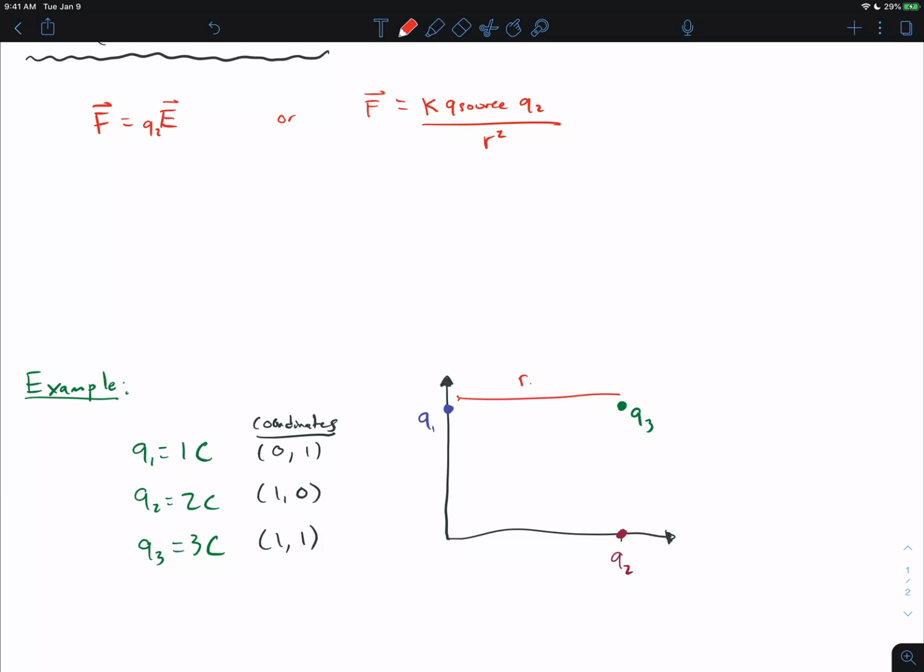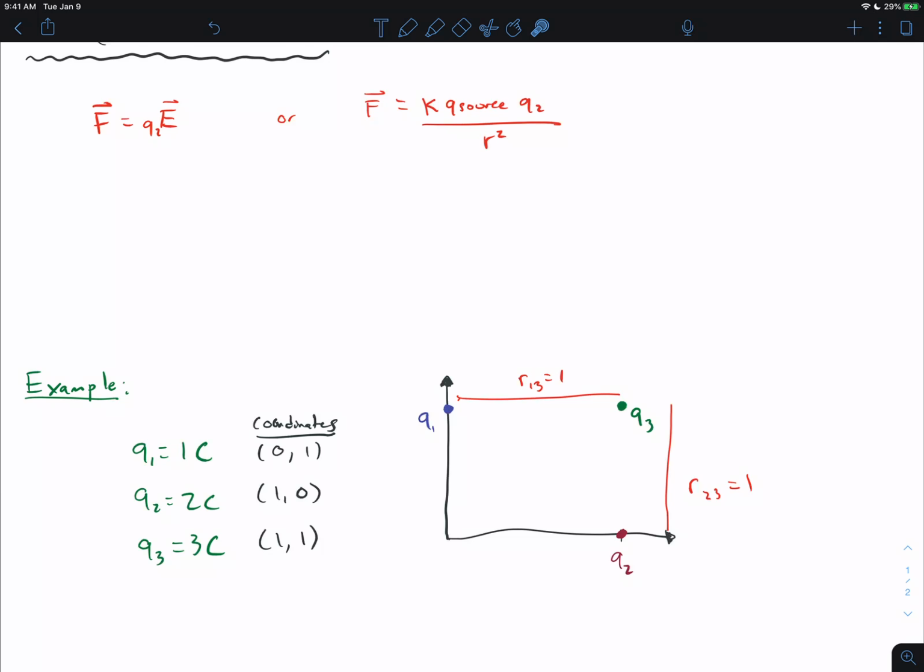my R between 1 and 3 is just equal to 1, because I'm going just here from (0, 1) to (1, 1). And then same thing here, my R between 2 and 3 is also equal to 1. So I've done this so that the math comes out pretty easy.